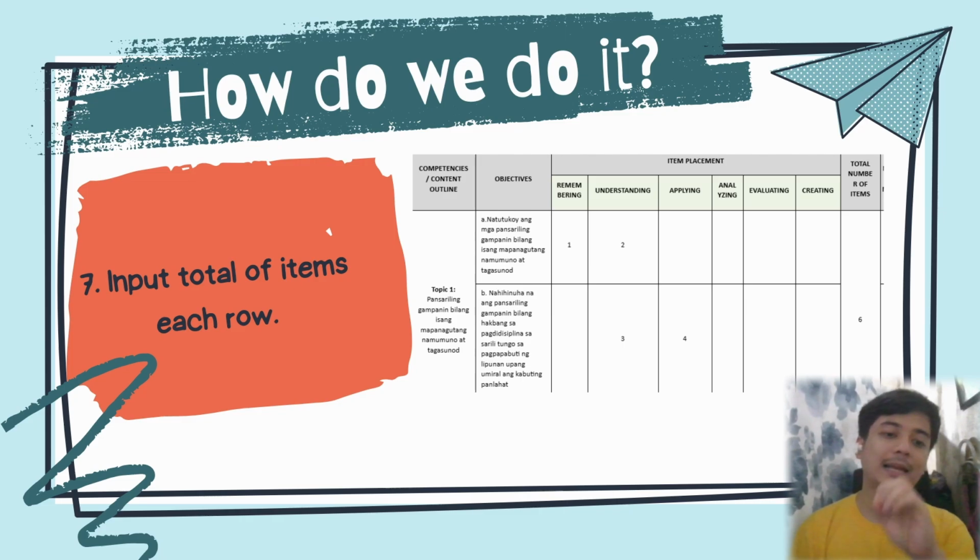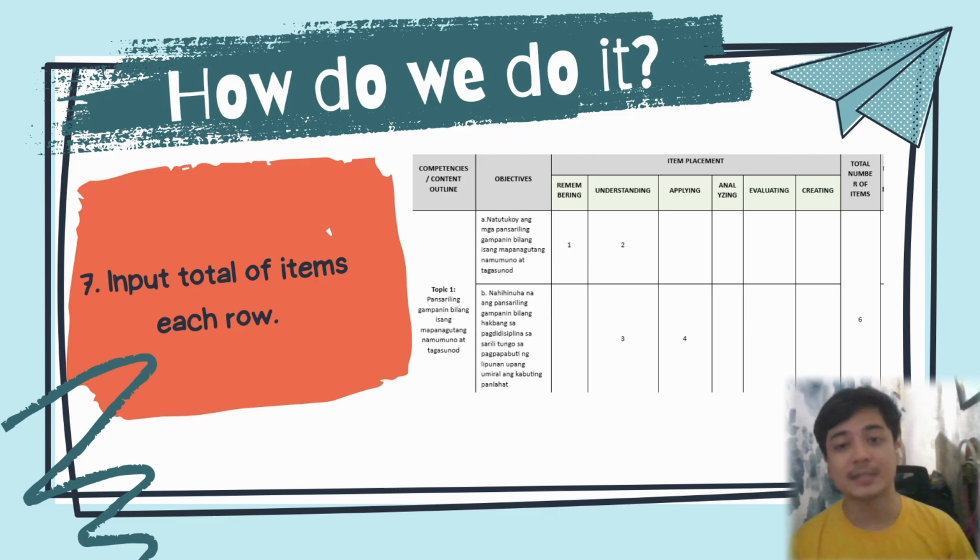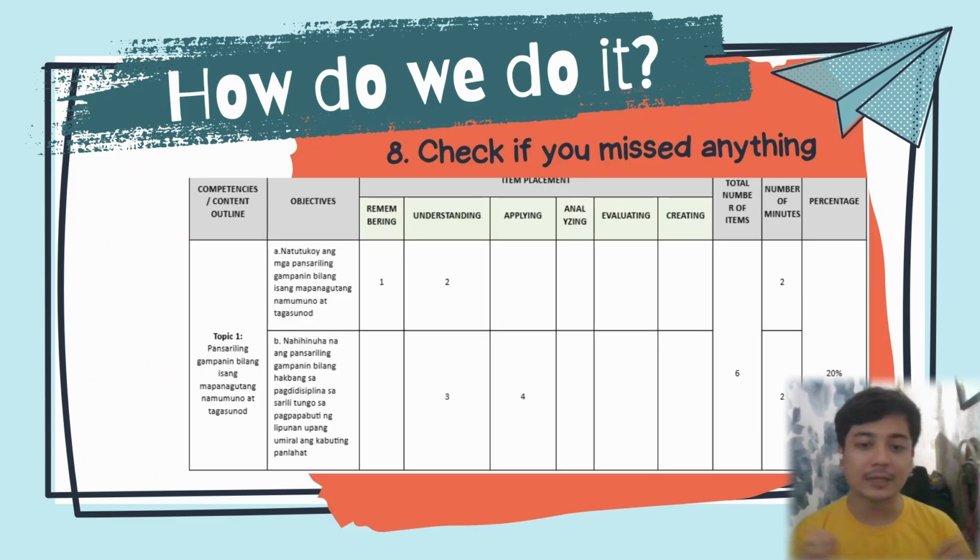input the total items in each row. As you can see here on the first learning competency, we have 3 objectives and we have 2 items per objective. Therefore, there's a total of 6 items in the rightmost column. Next, check if you missed anything.